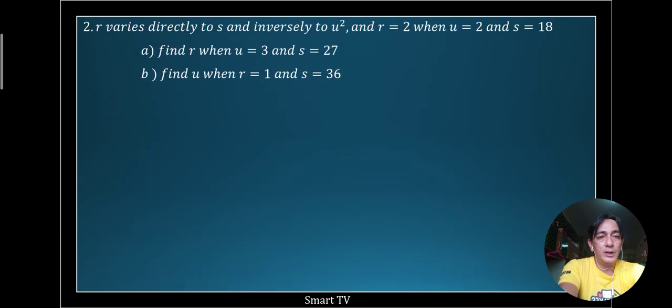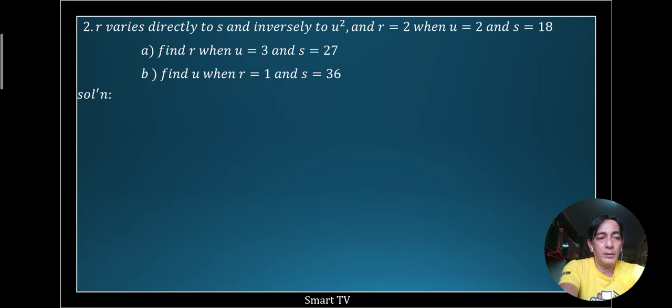Let's go to another example. Number 2, R varies directly as S and inversely as U squared. And R is equal to 2 when U is equal to 2 and S is equal to 18. Letter A, dalawa ulit hinahanap natin. Find R when U is equal to 3 and S equals 27. Letter B is find U when R is equal to 1 and S is equal to 36.